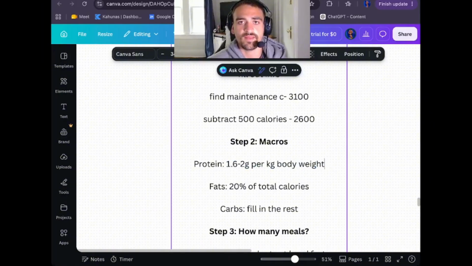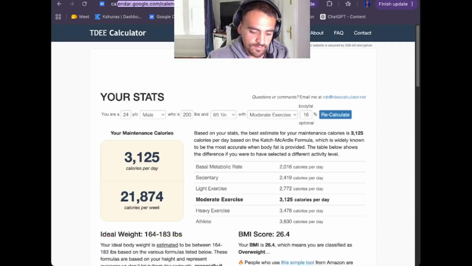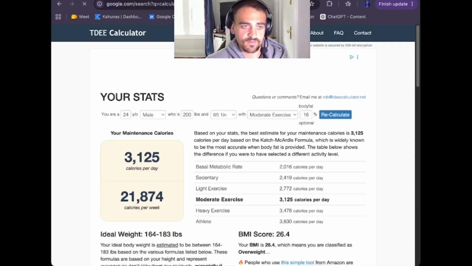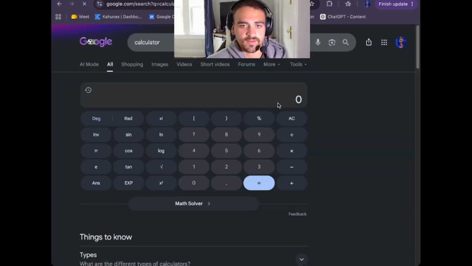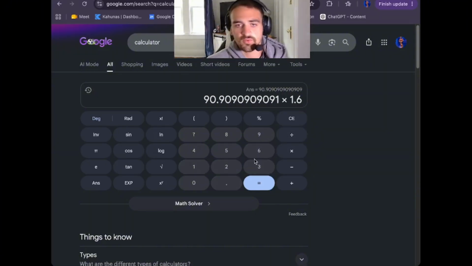If you don't know what that is, then you just go to a calculator. All right, super easy. I'm about 200 pounds right now. And if you want to find out how many kilograms that would be, just take your body weight, divide it by 2.2, and boom, that's how many kilograms you are. Let's say 90, just so we have nice easy numbers. Okay, 90.9, let's say, we take this 90.9 and multiply it by 1.6 or 2.0 depending on how much protein you want.